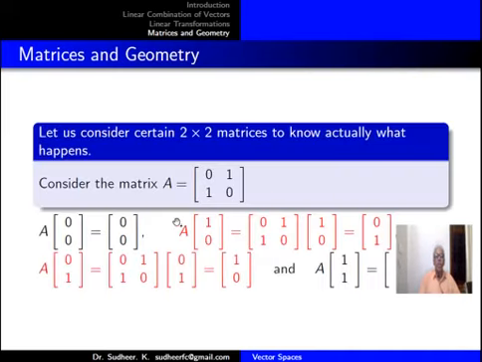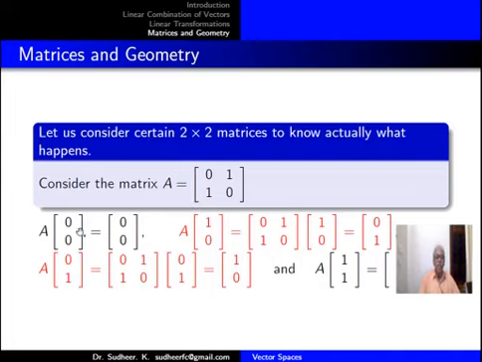So consider the 2 by 2 matrix A = [0, 1; 1, 0]. We will find out what the images of different points will be: (0, 0), (1, 0), that is a standard basis vector, (0, 1), that is another standard basis vector, and (1, 1). And these 4 points (0, 0), (1, 0), (0, 1) and (1, 1) form the 4 corner points of the unit square in the first quadrant.